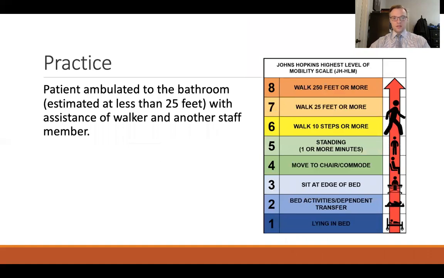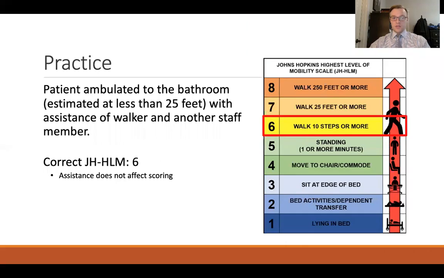Let's do some more practice. A patient ambulated to the bathroom with the assistance of a walker and another staff member. This patient will be scored as a 6 because they ambulated less than 25 feet. Also take note that the assistance of a walker and another staff member did not affect scoring.